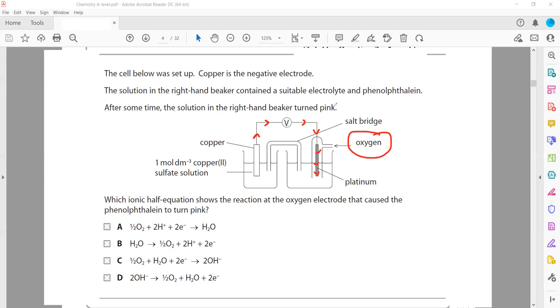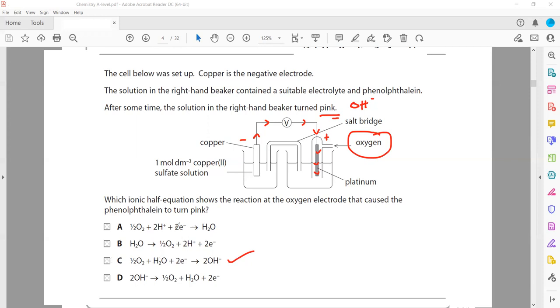After some time, the solution on the right turned pink. Phenolphthalein is colorless in acidic solution. When it turns alkaline, it becomes pink. So the question gives you the answer directly, because if it turned pink, it means OH⁻ is produced. So the equation where OH⁻ is produced as a product is C. Another thing is that oxygen should gain electrons, as oxygen is at the positive electrode here. In terms of movement of electrons, at the positive electrode the oxygen should gain electrons. Which equation is gaining electrons? That is only C.